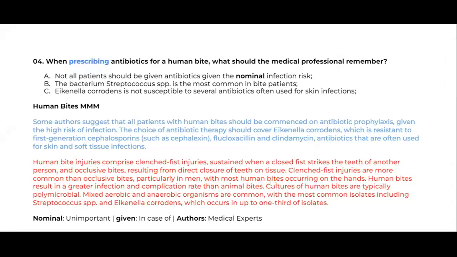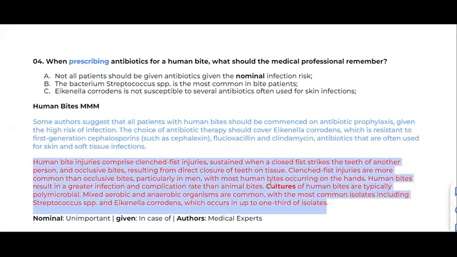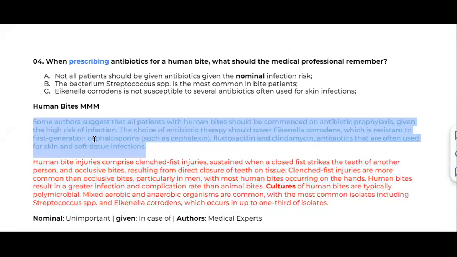Now we can go to the third sentence also. Cultures of human bites. Do you know the meaning of cultures? It is a word used in microbiology. Cultures of human bites are typically polymicrobial. You can see all these things, but you will not find any information about prescription. So those who were searching for the answer in this area were fooled. We could have saved our time by only focusing here.